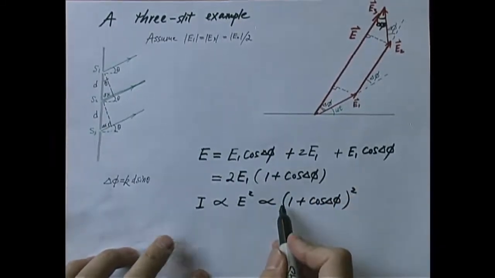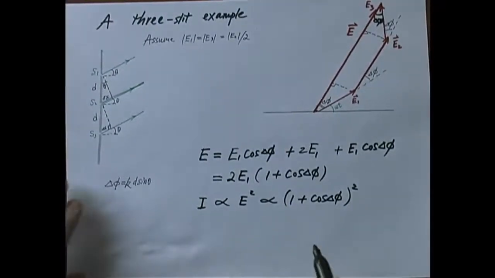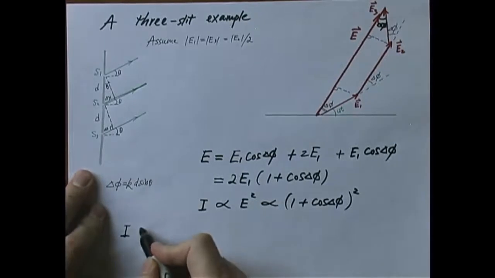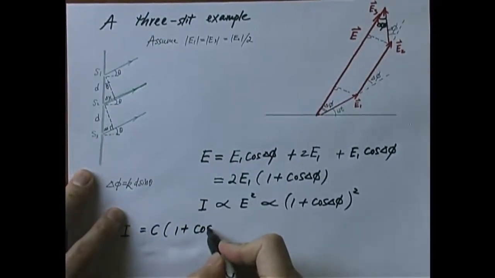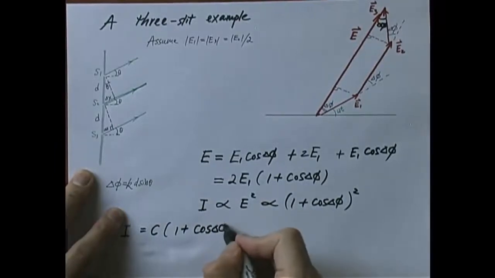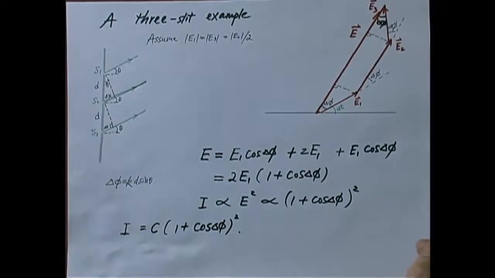But there's a constant in front of it. I want to know what that constant is. Okay, let's call that constant C. Then I have I equals C times (1 plus cosine delta phi) squared. I have to know what C is. And again, the way we find that constant is by using one reference point. It sometimes is at the center of the screen, and sometimes you can simply use the brightest intensity, the maximum intensity, as a reference.